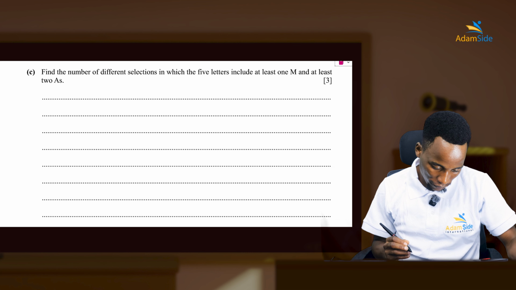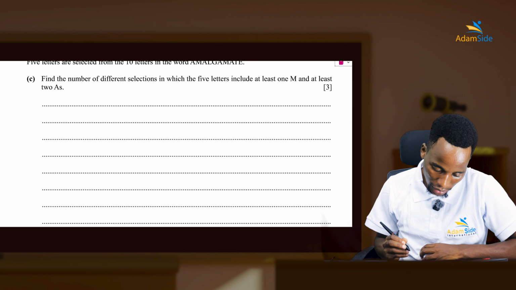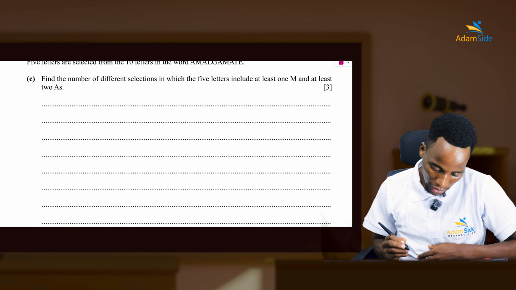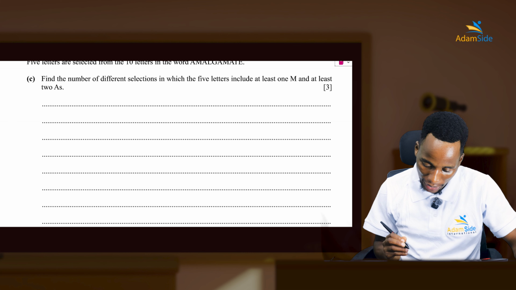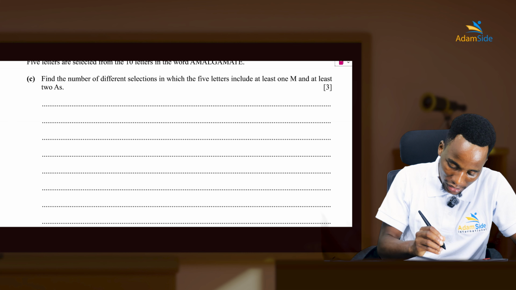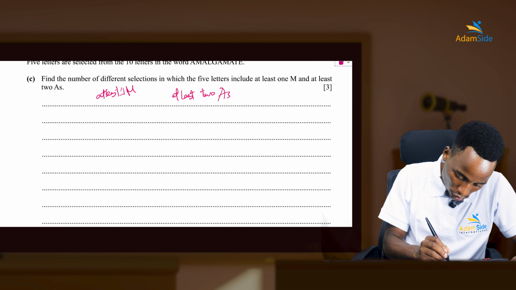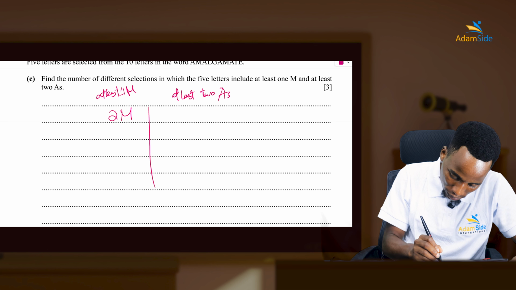C says 5 letters are selected from the 10 letters in the word amalgamate. Find the number of different selections in which the 5 letters include at least one M and at least 2 A's. So the condition is at least 1 M and at least 2 A's. So we know we have 2 M's.